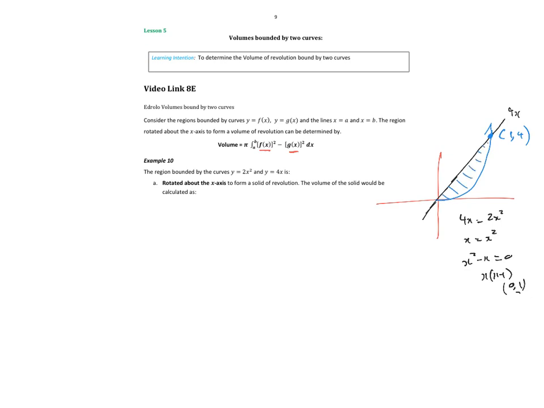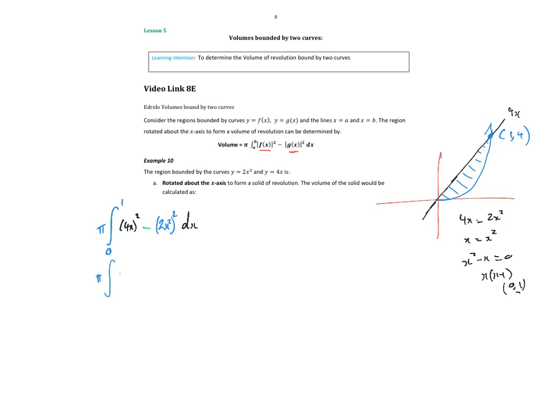So there's my volume, and we're going to rotate it about the x-axis. So it's the volume, the x values between 0 and 1, pi, top function, which is the black straight line, 4x, squared, minus the bottom function, the blue line, 2x squared, squared, dx. Pi y squared dx, and y is the difference of the two functions, all squared.